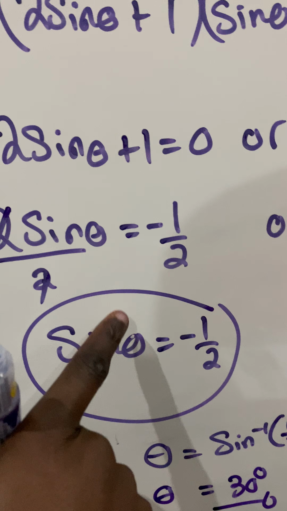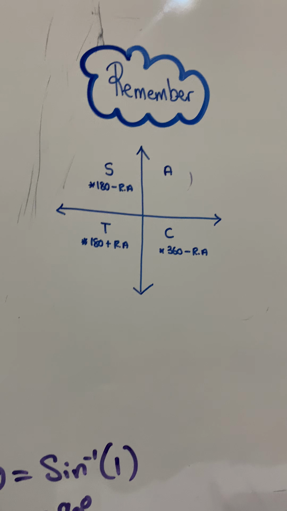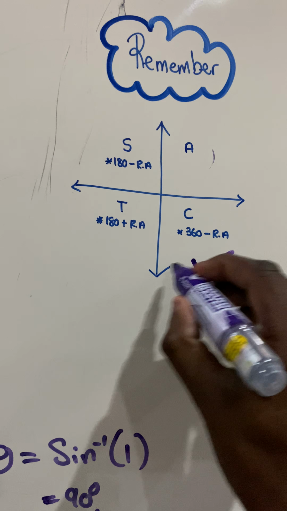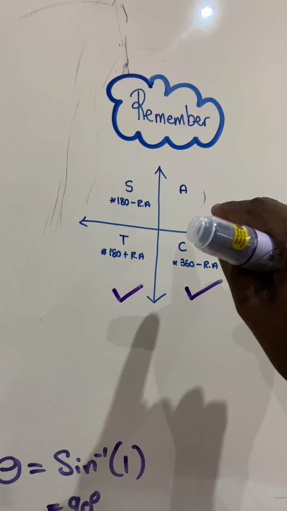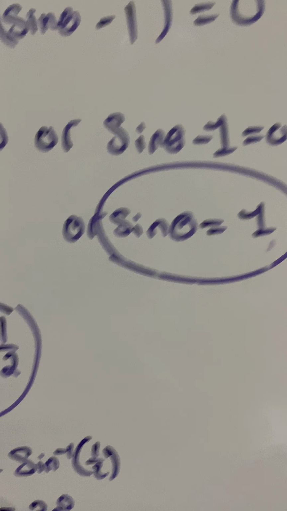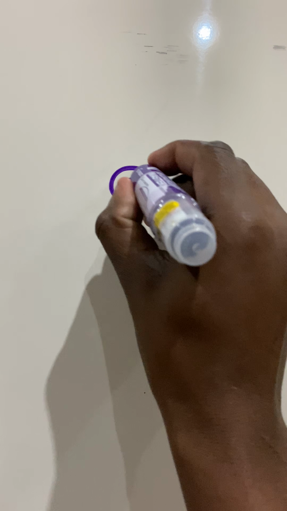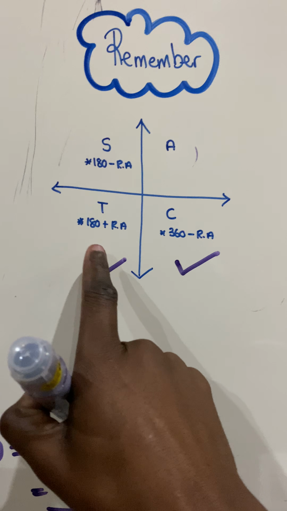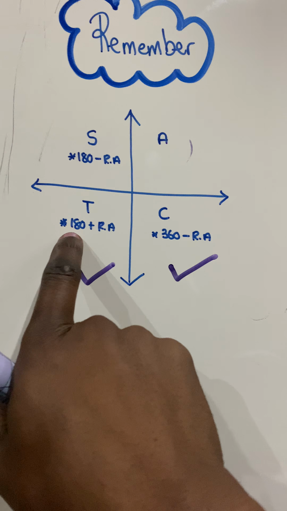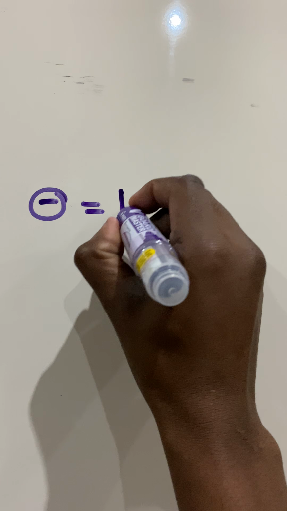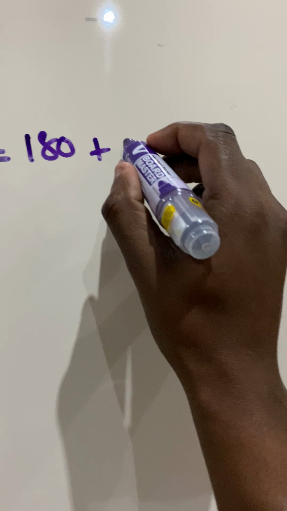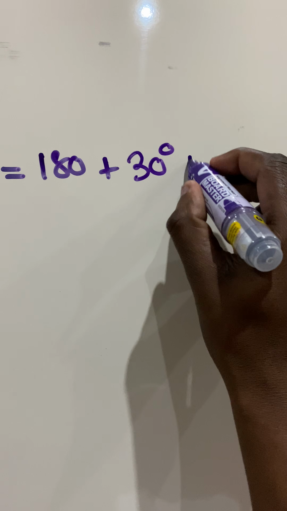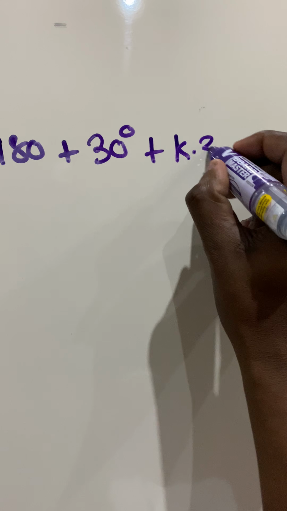But what did that negative tell us? The quadrant. So in which quadrants are we going to work? We're going to work in this one and this one, because sin is negative in this quadrant and that quadrant, and positive in this one and that one. So this is our reference angle. Therefore, theta is going to be equal to, we're going to work with this quadrant first. This quadrant is 180 plus our reference angle. So we're going to have 180 plus our reference angle, which is 30 degrees, plus k multiplied by 360.